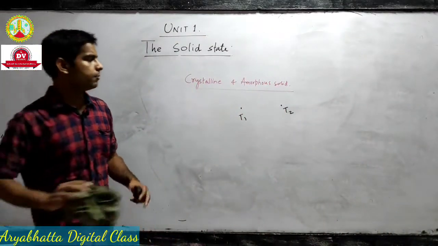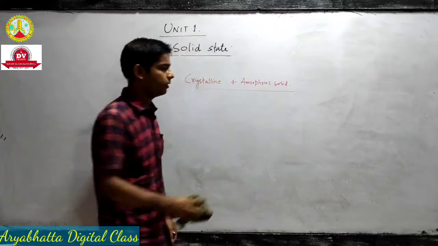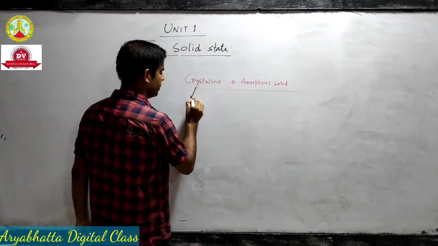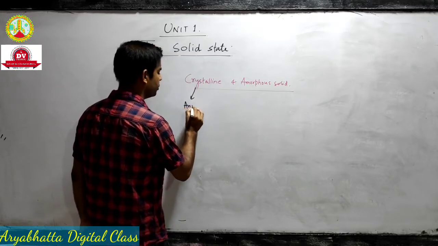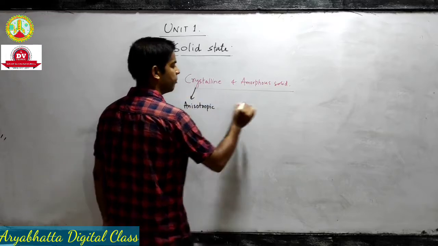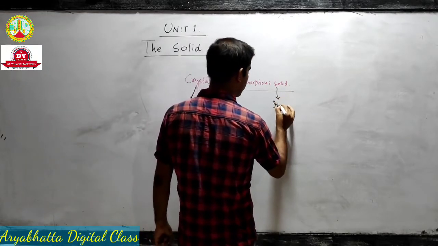Now, crystalline solids are called anisotropic, and amorphous solids are called isotropic on the other hand.